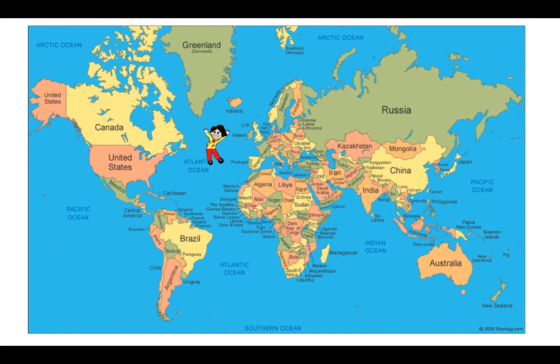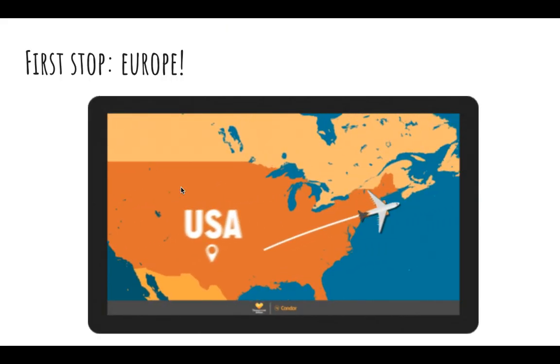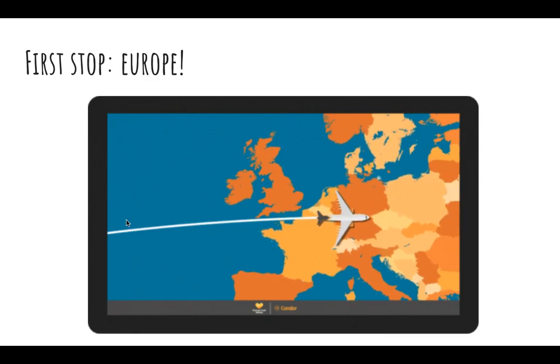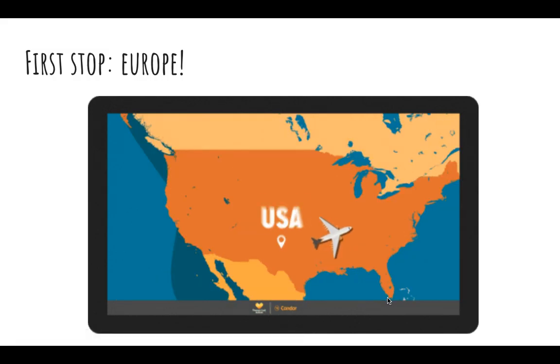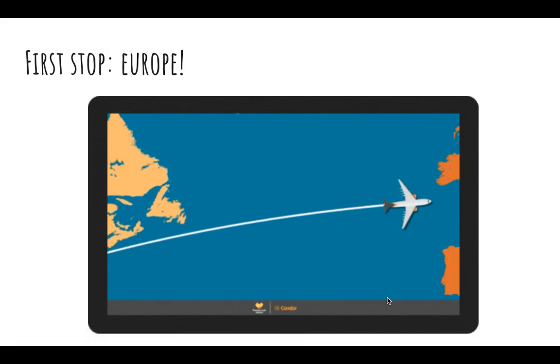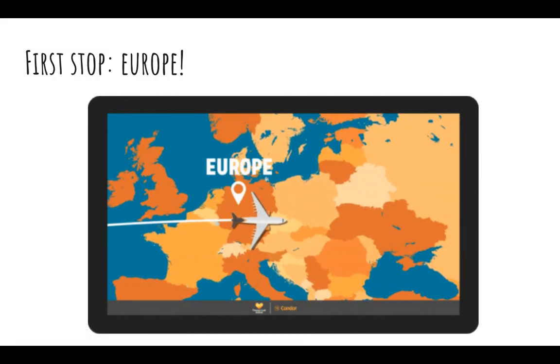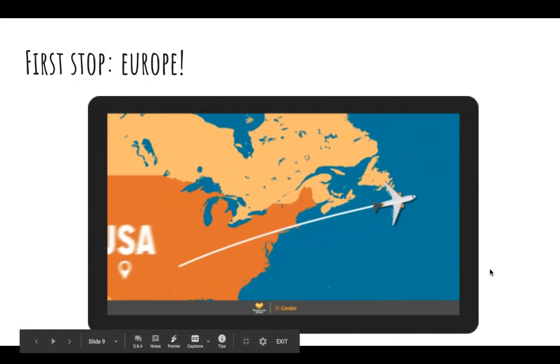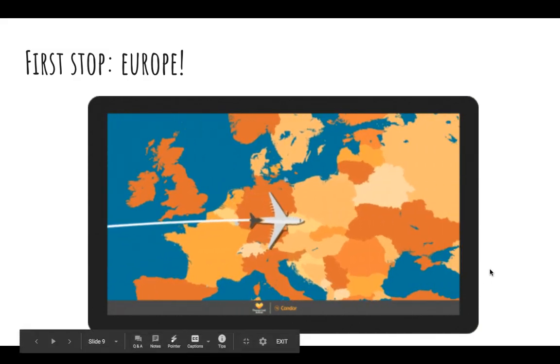We have to fly. Or we can take a boat and fly from the United States, where we are now, to Europe. So it's very far from us, but we can get there if we fly. So there we go, friends. Ooh, we are off. We are off to Europe, okay? That's our first stop. Okay, so we're going from USA to Europe.